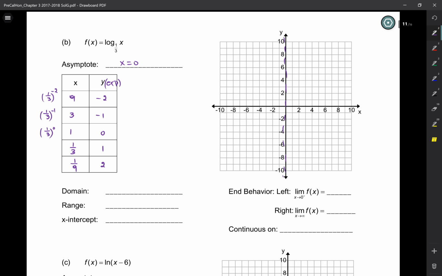Okay. So when x is 9, y is -2. When x is 3, y is -1. When x is 1, y is 0. When x is 1/3, y is 1. And then it's 2 here. So look at which way this goes. Okay, that way. So this is the difference between like the growth and the decay, right?